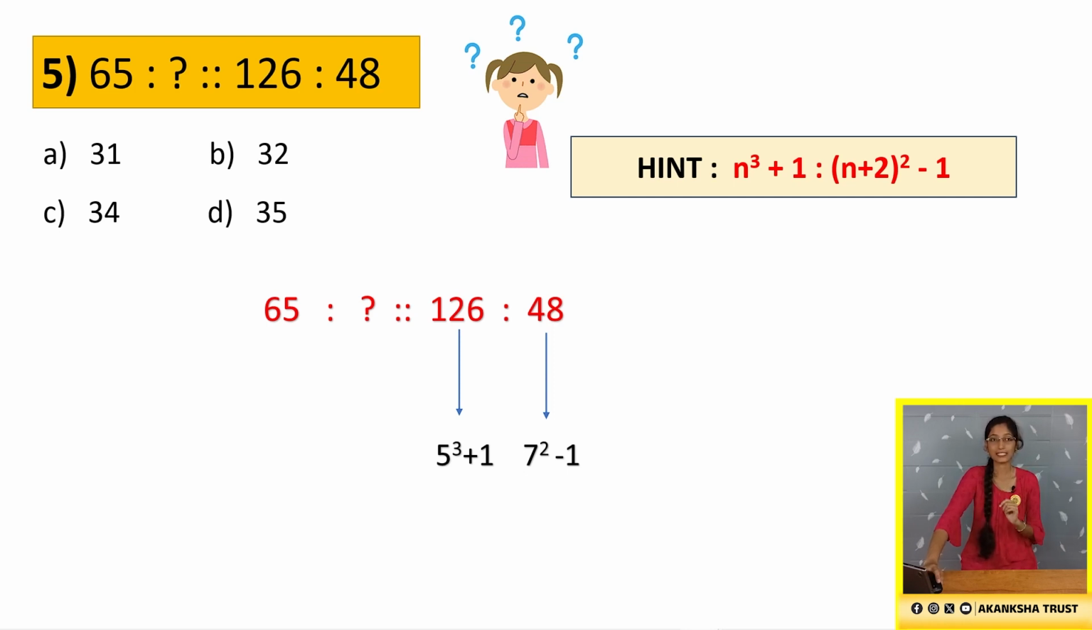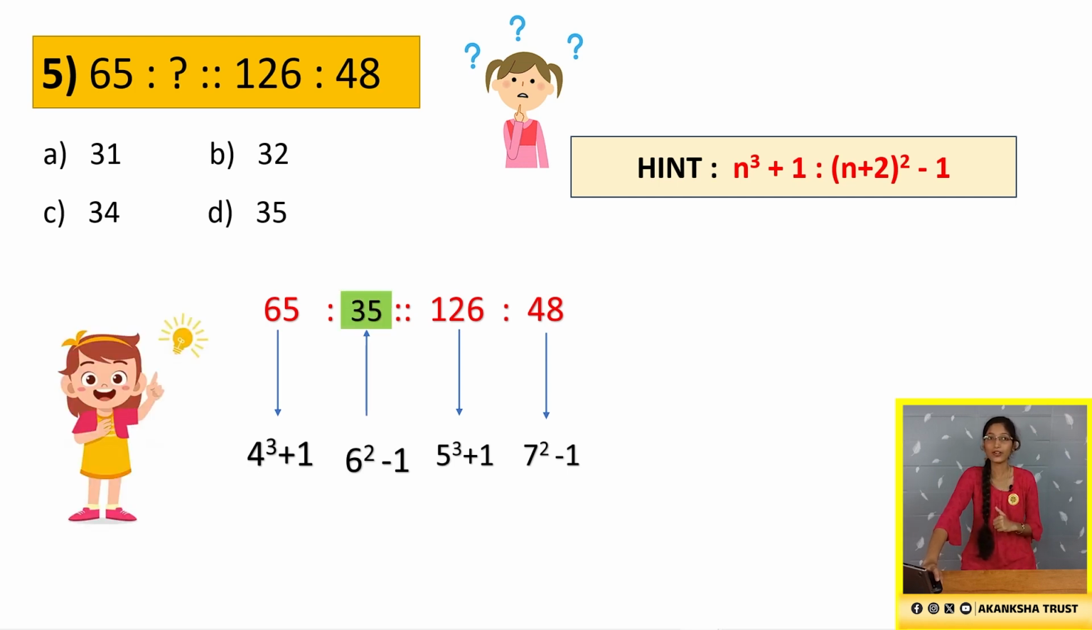So let's see the 65. 65, 64, which is a cube number. 64 is a cube of 4. So 4 cube, 64, then adding 1 to 64, you'll get 65. Then what is the next number? 4 plus 2 is 6. Then what you have to do? Square of that number. 6 square is 36. Then what we have to do? Subtract one. 36 minus 1 is 35, which is option D, and you have to choose that answer.